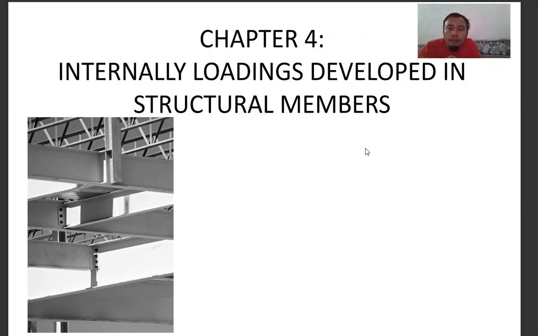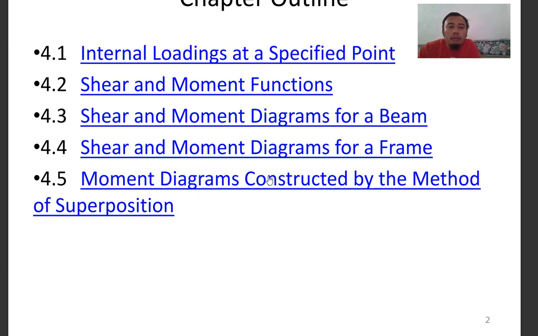Hello guys, so for chapter 4, we're gonna take a look at drawing bending moment diagrams and shear force diagrams for frames. In this chapter, we're gonna take a look at the internal loadings at a specified point, and then shear and moment functions, and then shear and moment diagrams for the beam, and then the frame. Then lastly, we'll take a look at the method of superposition.